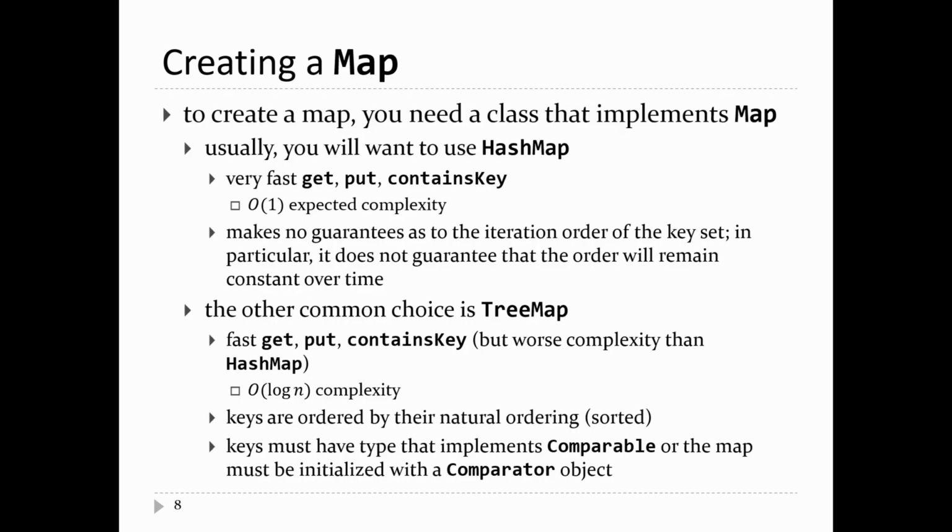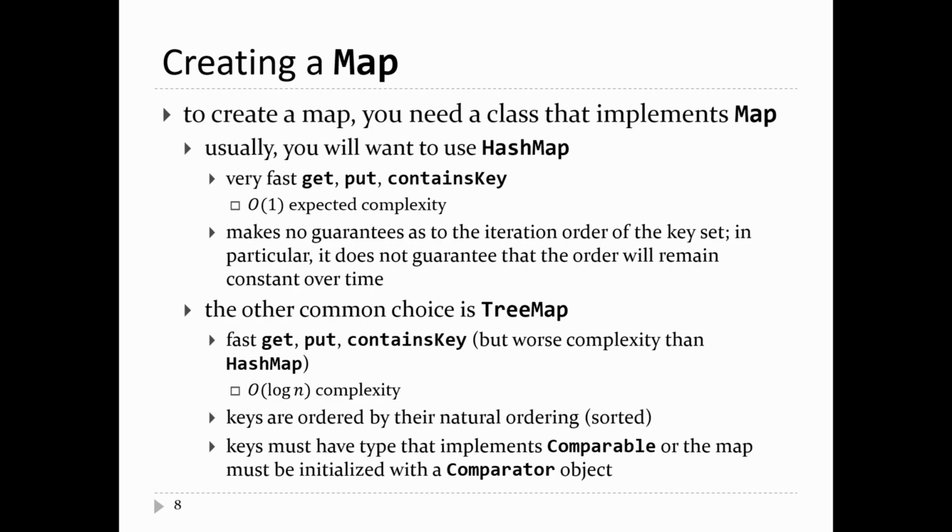Okay. All right, so to make a map in Java, you need a class that actually implements a map. Almost always you pick HashMap to begin with because it's very, very fast. The main operations on a map are: you want to get a value from the map, so you have a key and you want to know what is the value associated with that key. You want to put something into the map, and you want to ask the map, hey, do you have this key already? Those three operations all have constant time expected complexity for a HashMap.